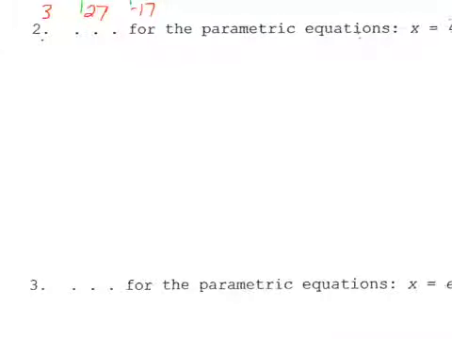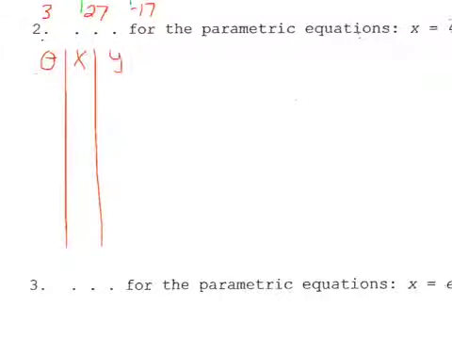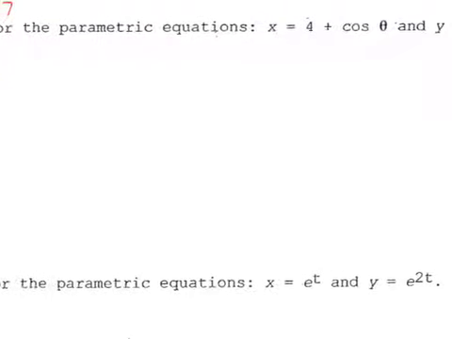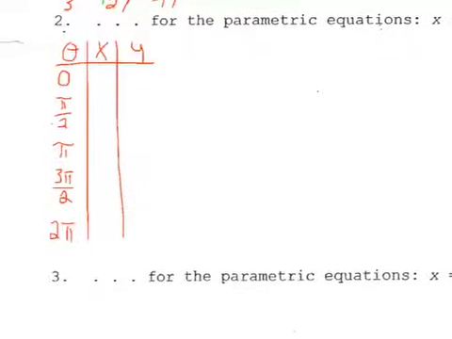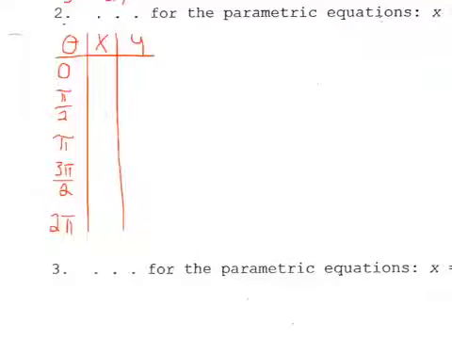Okay, for number 2, when we make our table, instead of using t, x, and y, we want to use theta, x, and y. And we want to plug things in for theta that are easy to work with, so we'll do 0, pi over 2, pi, 3 pi over 2, and back to 2 pi. So when I plug in 0 for x, we have x equals 4 plus cosine theta. And let me just do the unit circle really quick so we can remember what all these things equal.